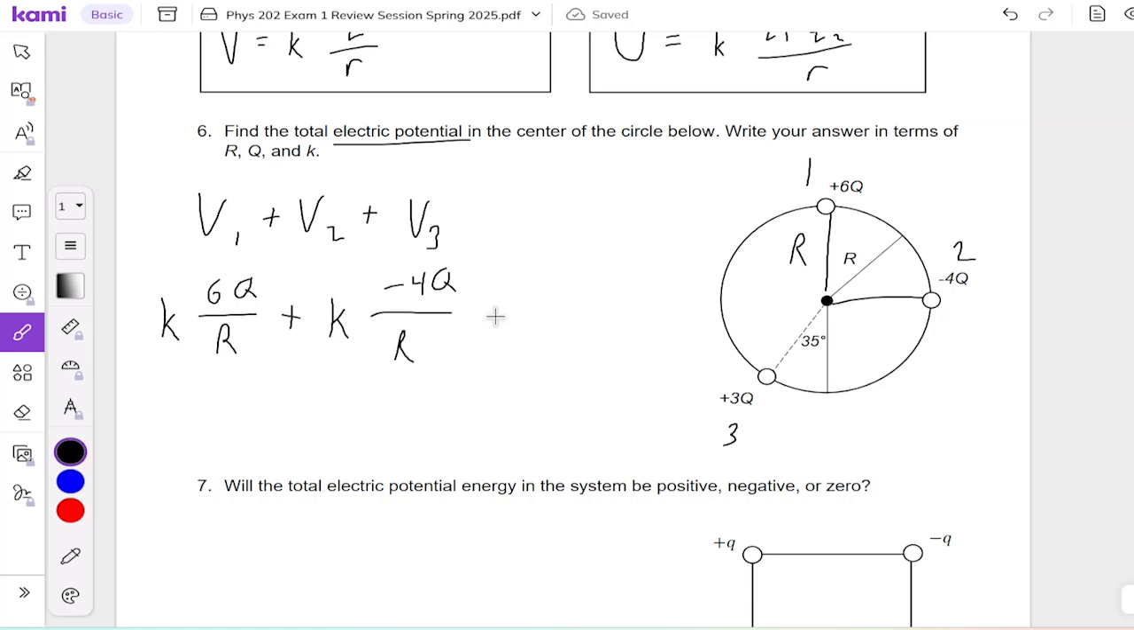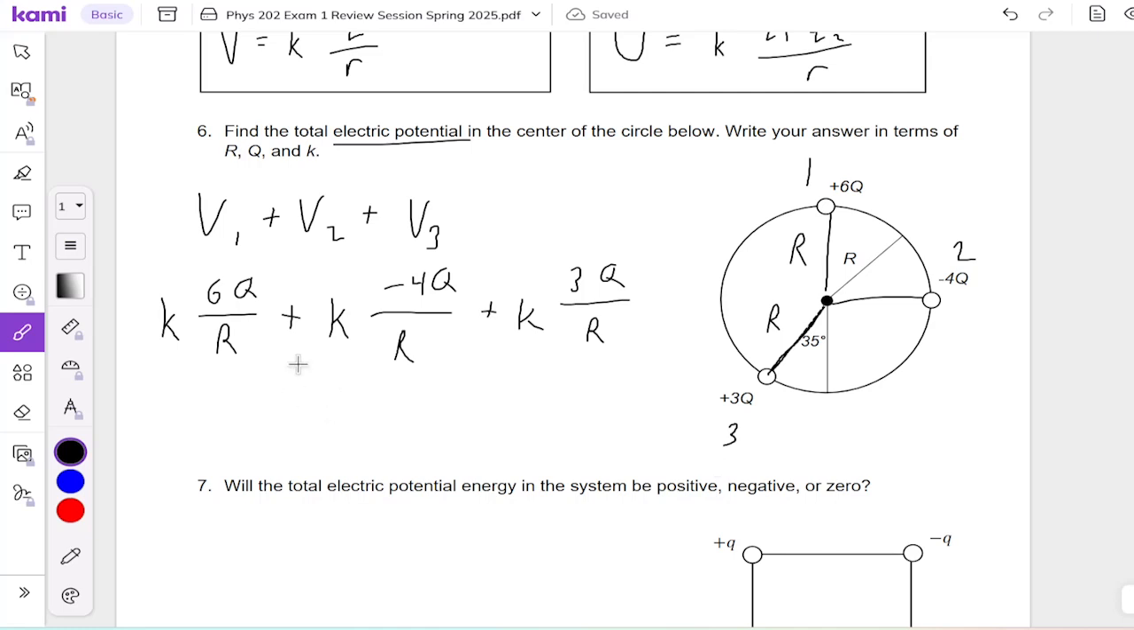Okay. Finally, we have the 35-degree angle, which means we have to split it up in x and y components. And that's a big fat lie, because I don't split it up in components. That's why we actually love scalars. Because all that matters is this distance here, which is still R. It's going to be K 3Q over the same R as before. Amazing, right?